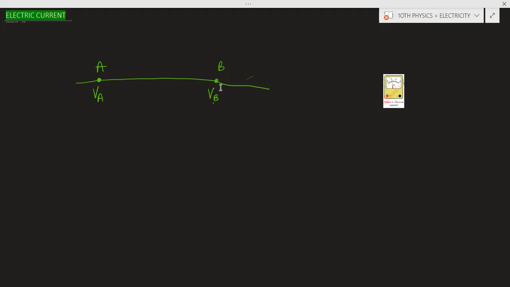Okay, so now if the potential of point A is greater than the potential of point B, it means A is at higher potential and B is at lower potential. So A is at higher potential and B is at lower potential.